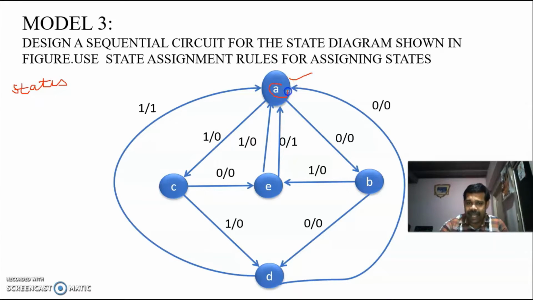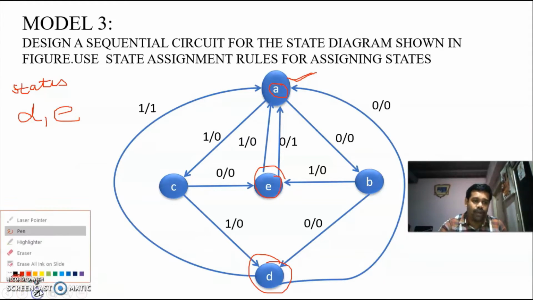So you consider A. For A, the inputs are coming from D and E. So the next states of E and D are A. Once again, first you consider state A. Now you have to check from where A is getting the inputs. A is getting the inputs from D and E. So D and E should be placed in the nearer cells of the K map.